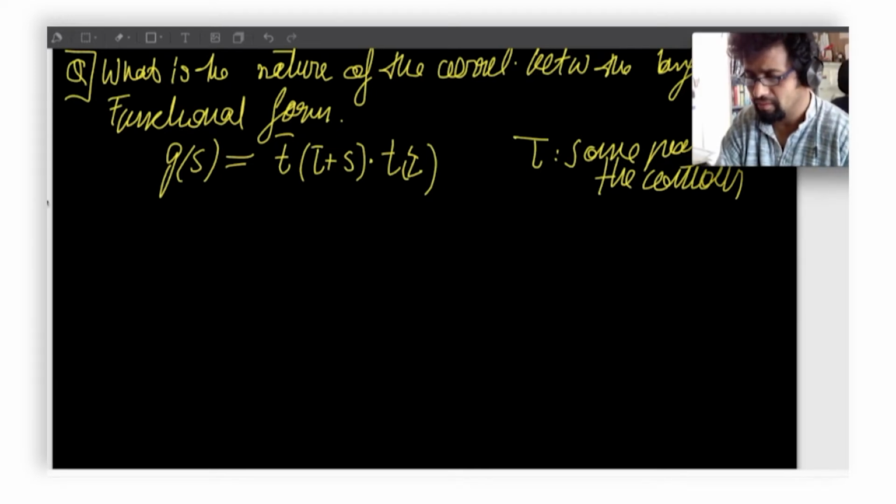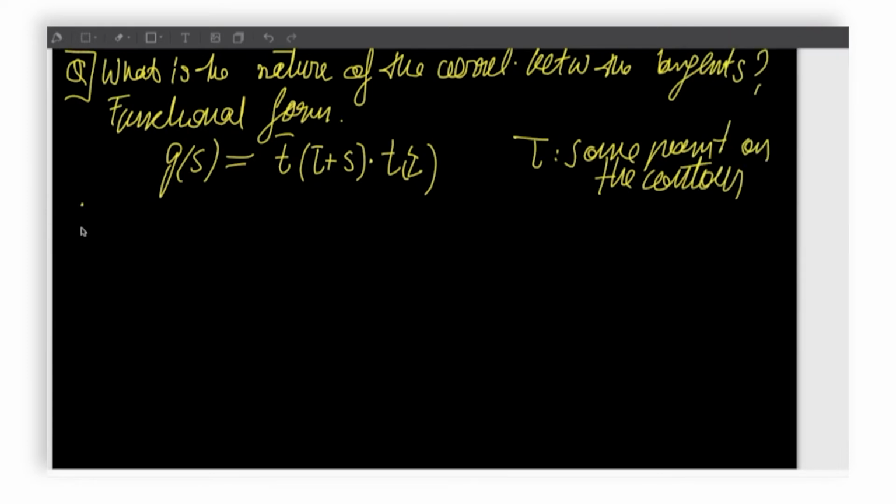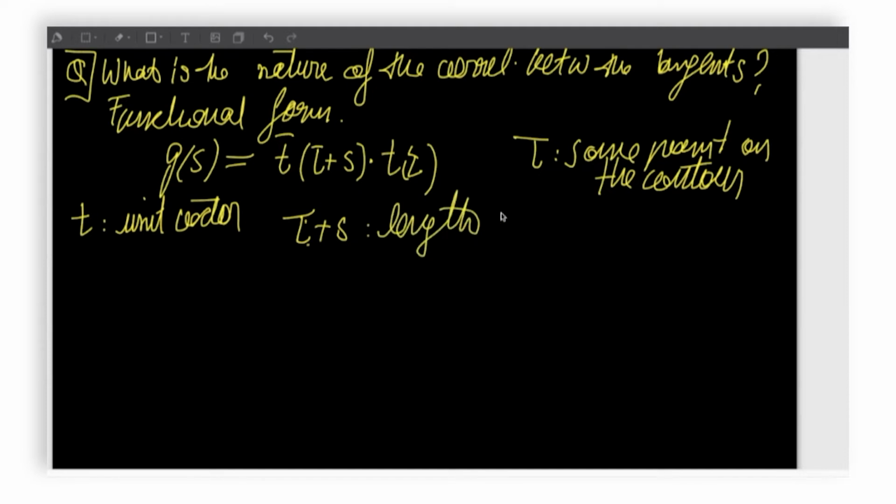Then indeed the tangent is a unit vector, and tau plus s is the length of the curve from tau, so that we have a non-zero start point.